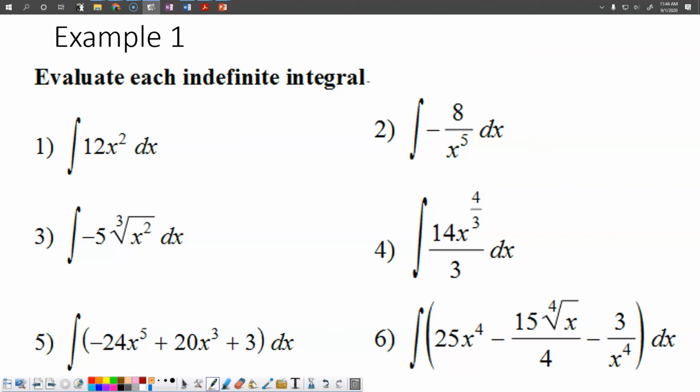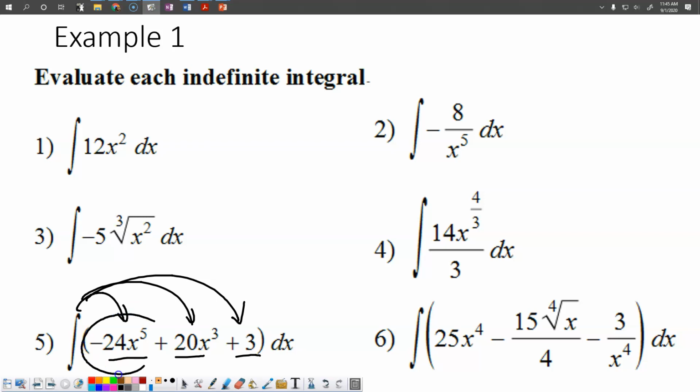Okay, so there's that. Now let's jump down to number 5. On number 5, we have a bunch of them being added together. But when that happens, you just do the integral of each one separately. That's it. It's not a big deal. So just like when you're doing a derivative of a bunch of things being added together, you take the derivative of each one separately. Well, when you're doing the integral of a bunch of things being added together, you just do the integral of each one separately.